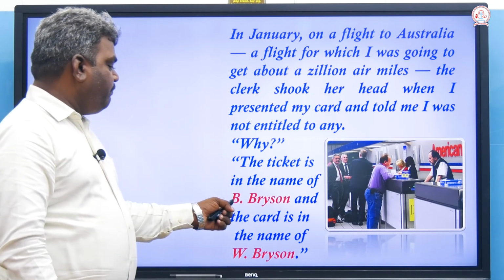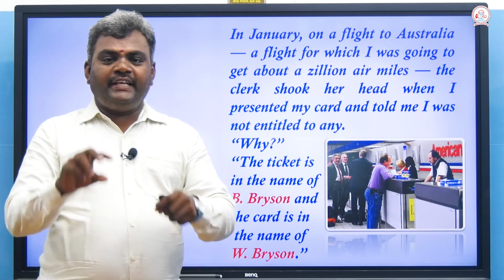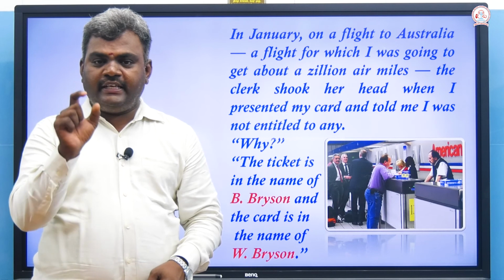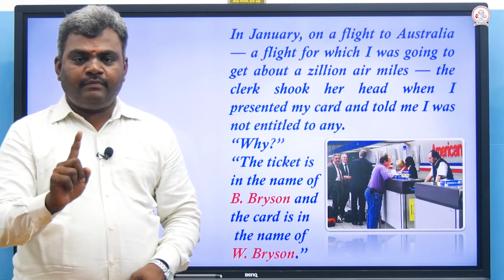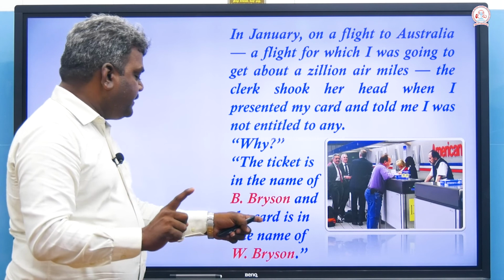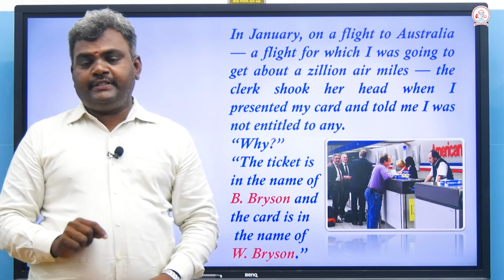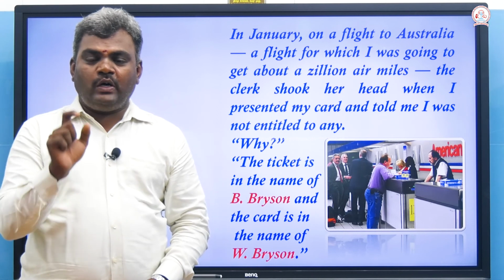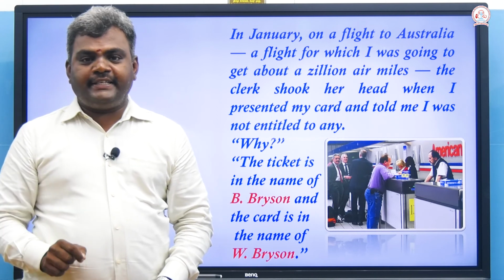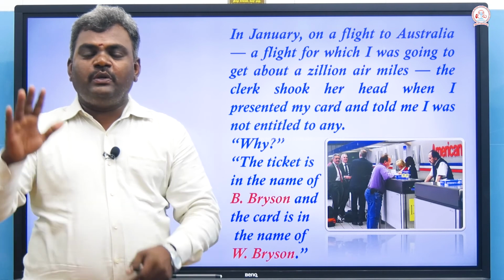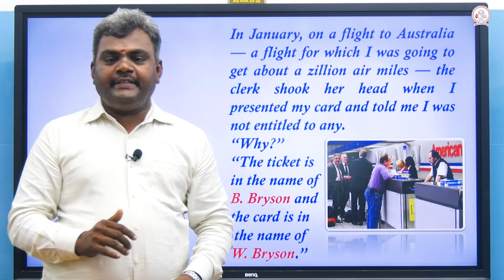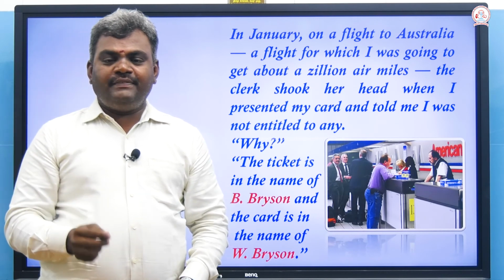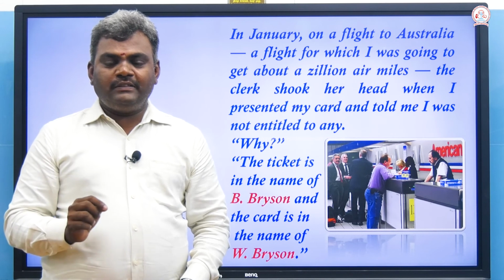The ticket is in the name of B. Bryson, so the name is mismatched. In the ticket, the name is printed B. Bryson, and the card is in the name of W. Bryson, William Bryson. So it's not matched, and the points won't be added. Now he is greatly confused. What a man I am. Even a simple task I am not able to do.